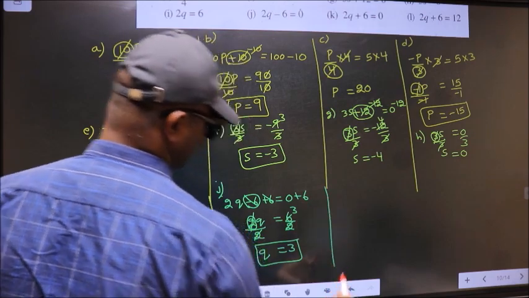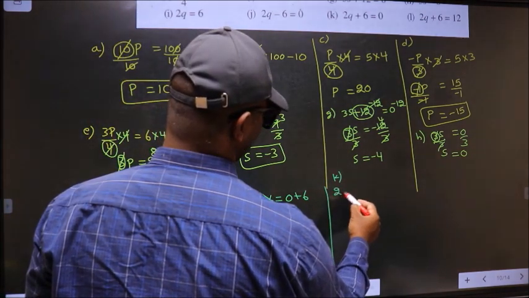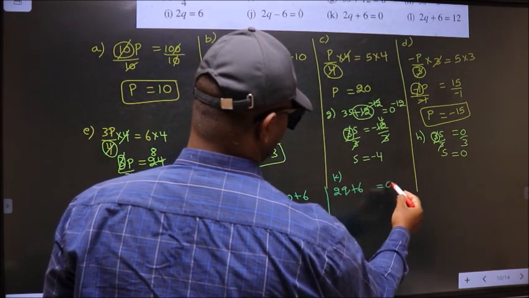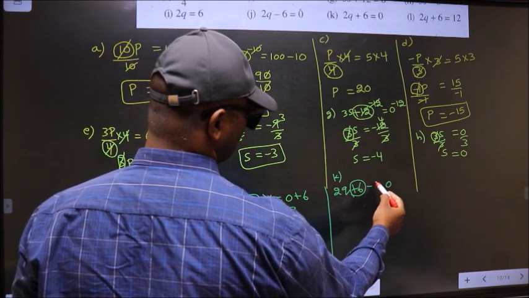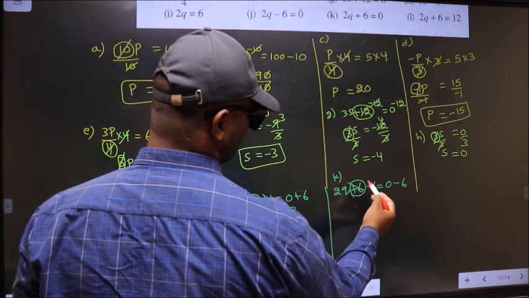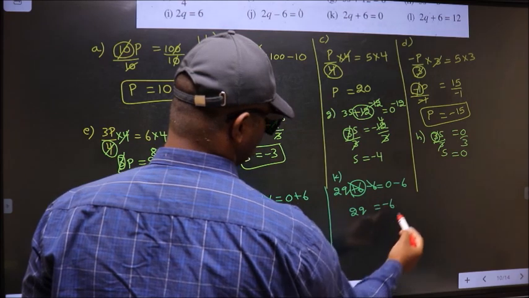Next, k. 2q plus 6 equal to 0. Now first we should remove plus 6. To remove plus 6 we should subtract 6 on both sides. So plus 6 minus 6 cancels out, we get 2q equal to minus 6.